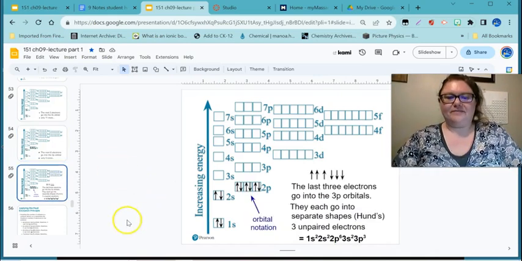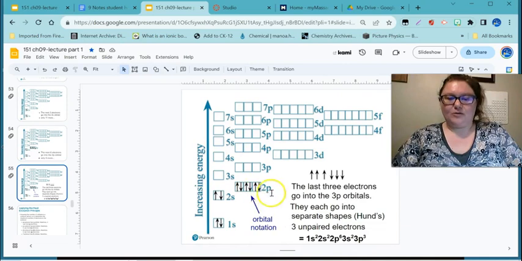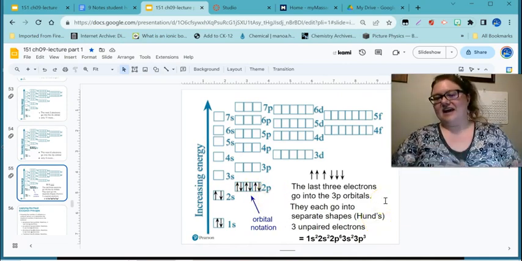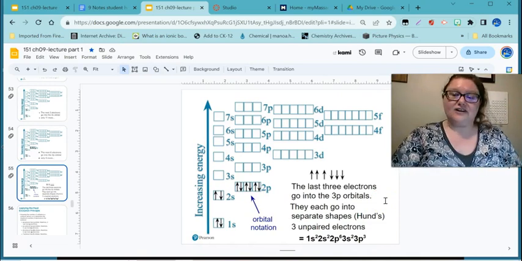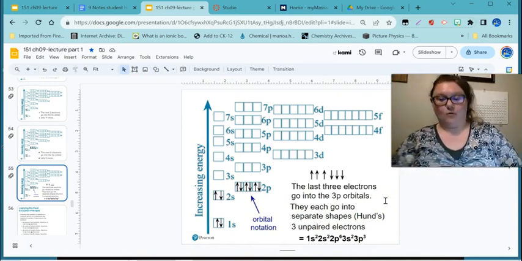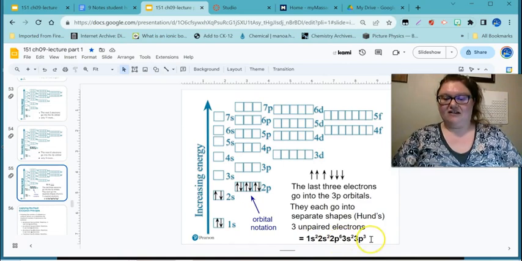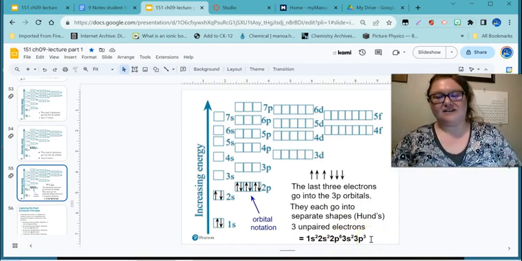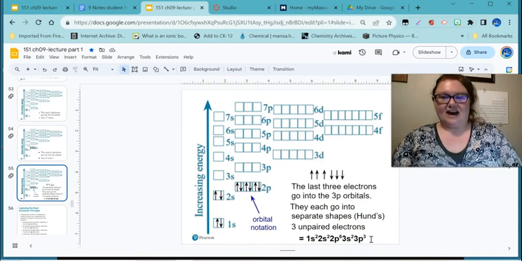Let's keep going. This is what we would call orbital notation. Get the terminology: if I ask for electron configuration, I want what we did before, which is listed down here at the very bottom in bold. If I want the orbital notation or Aufbau diagram, I mean the arrows.